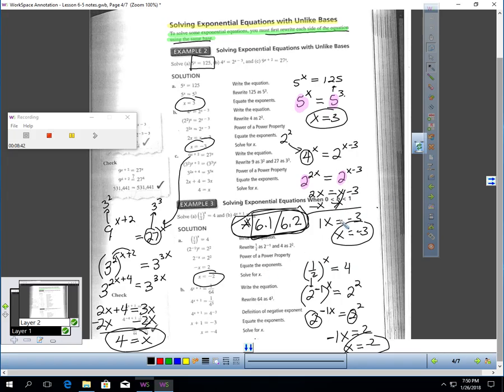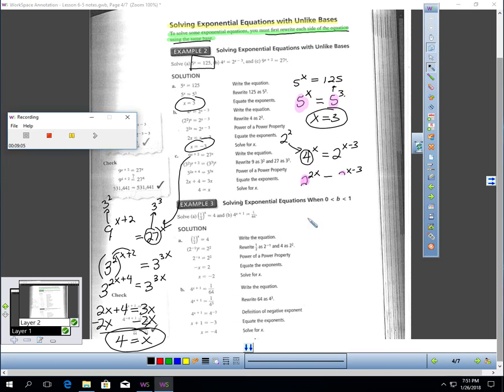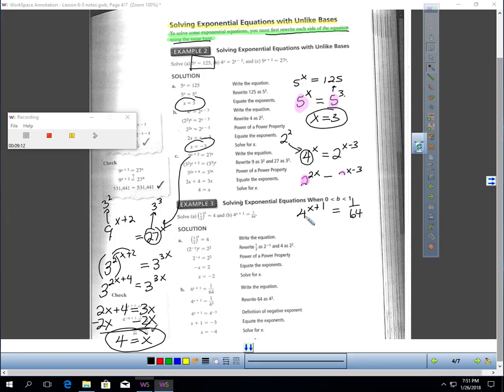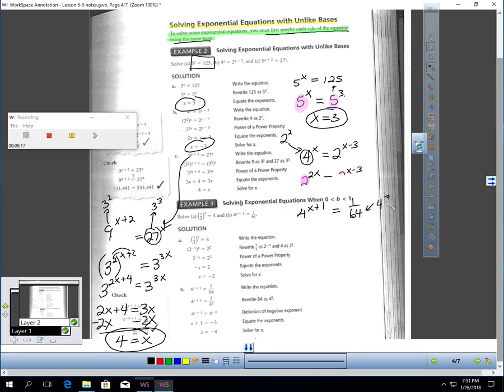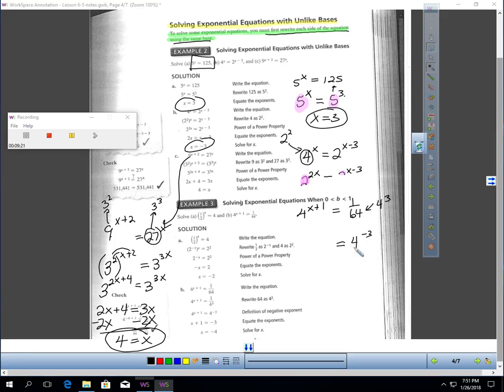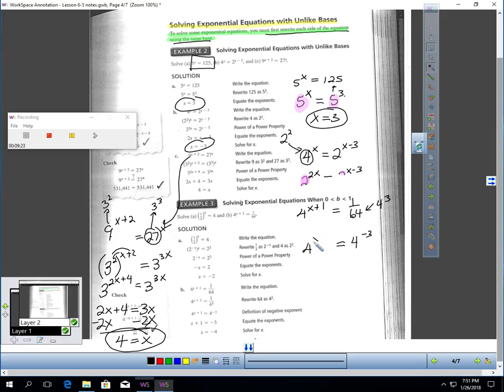Let's look at one more. Let me just erase real quick. So for this one down here, 4 to the x plus 1 power equals 1 over 64. Now, I know that 64 is 4 cubed. So if I write 4 to the negative third power, that would equal 4 to the x plus 1 power. Well, now I have the same base. So x plus 1 would equal negative 3. I can take away 1, and x is negative 4.